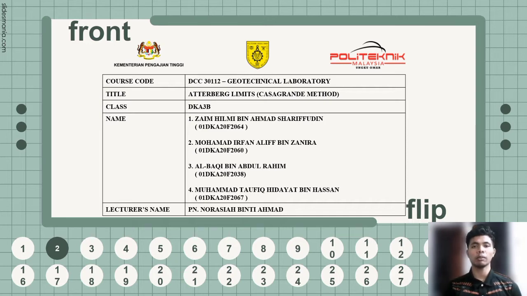Last but not least, Muhammad Taufik Hidayat bin Hassan, and his matric number is 01DK80F2067. And I would like to show my gratitude and thanks to our lecturer, Puan Norasia binti Ahmad, for giving us this kind of opportunity to present. We are from the class DKA 3B, going to be presenting about the Casagrande method.